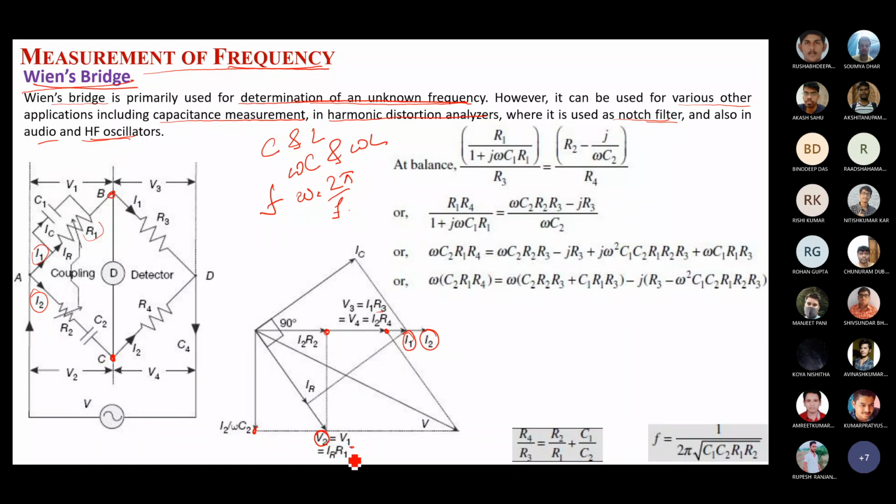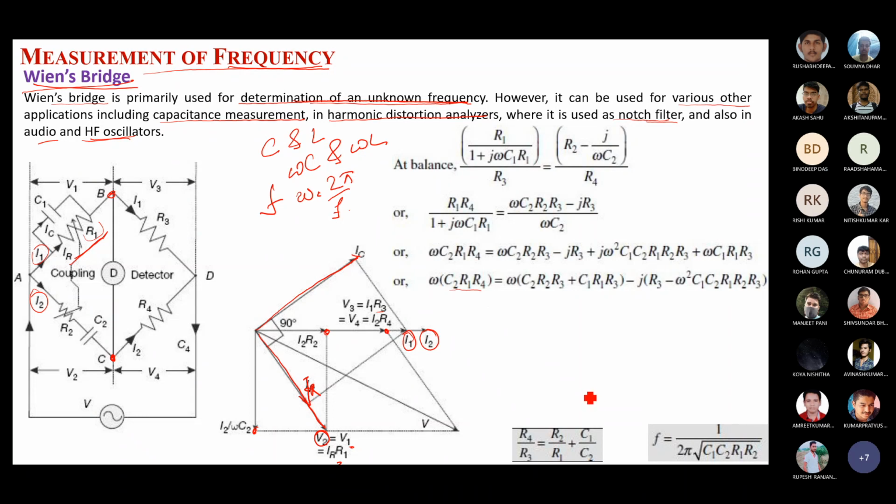Now V2 equal to V1. V1 equal to I1 into R1. That means this axis and the IR axis should be the same. IR into R1. Now you are adding: I1 equal to IR plus IC. So directly it is coming, I1. As simple as that. Then your balance condition, the equipotential point, gives you that value.